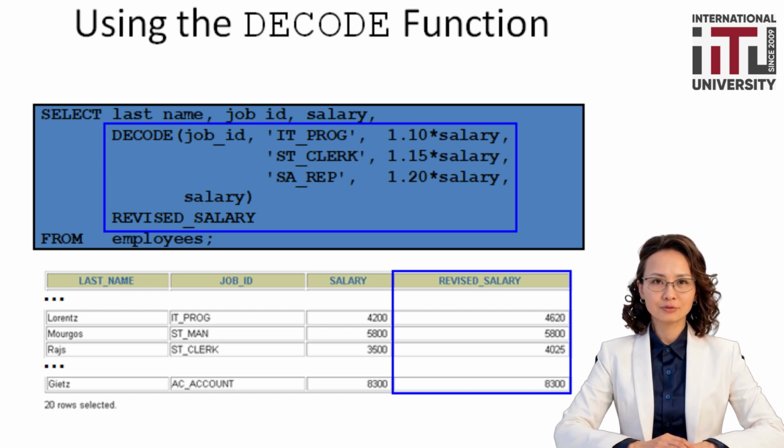From the result table, we can see employees with IT_PROG have increased salaries. Employees with ST_CLERK and SA_REP also receive adjusted salaries. Other employees, e.g. AC_ACCOUNT, keep their original salary. This example demonstrates that decode can be used as an alternative to case for simple equality-based conditions. However, unlike case, it cannot handle complex logical expressions, which makes case more flexible in modern SQL.